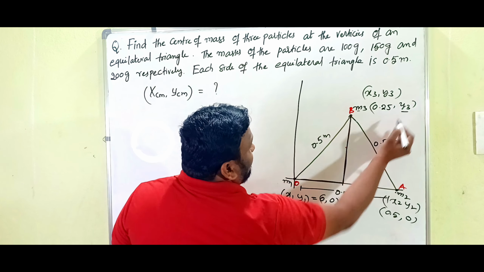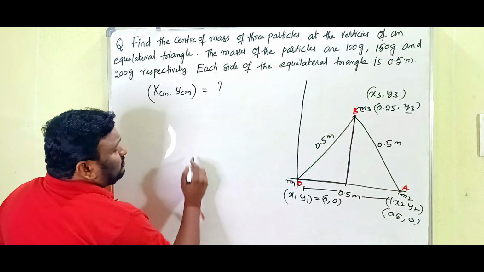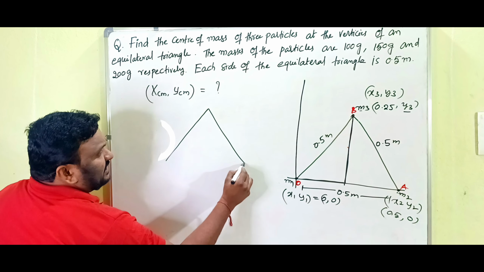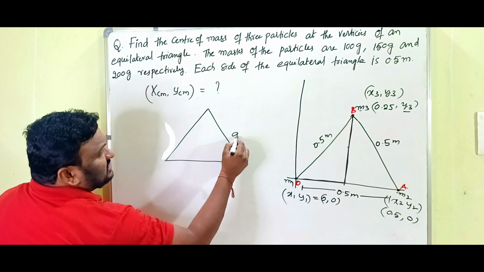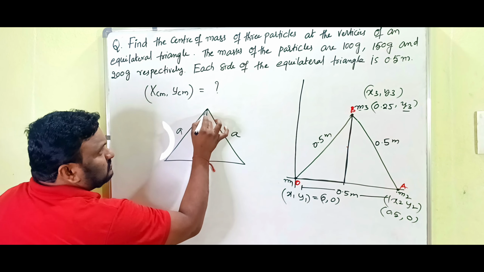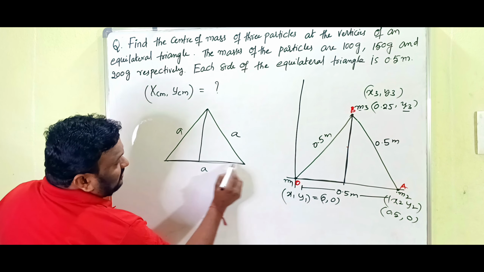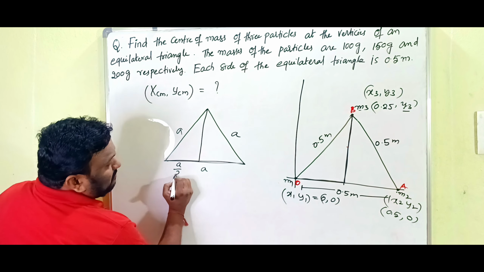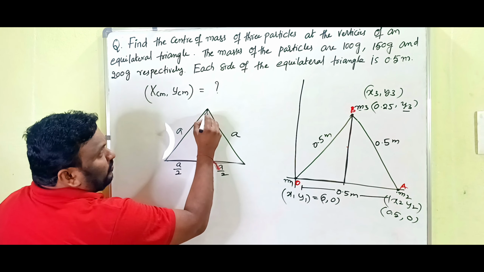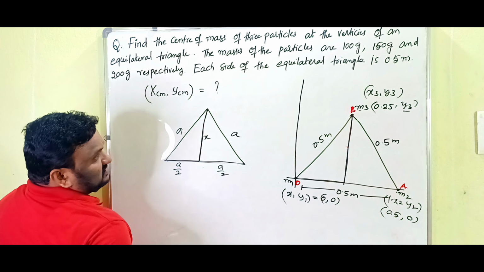To get the y3 value, you can simply take any equilateral triangle, since the approach is the same. For example, this is an equilateral triangle with each side A. Clear? Now this total is A. Now we divide it in half: this is A by 2 and this is also A by 2. Now we want to find this value, which I am calling x.